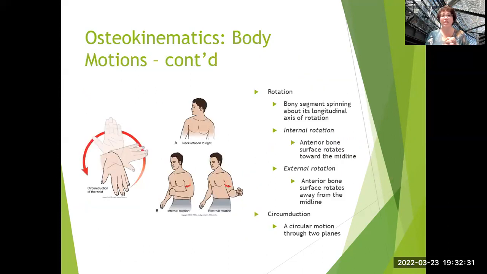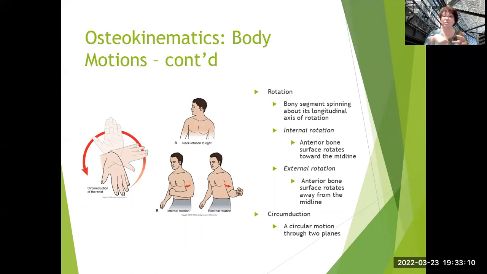So when we talk about rotation movements, the bony segment is rotating on its longitudinal axis. So with internal or medial rotation, the anterior bone surface rotates toward the midline. So when you internally rotate your shoulder, which is the letter B on the picture on the bottom there, the anterior surface of the humerus is rotating toward the midline. When you externally rotate, the anterior bone surface rotates away from the midline.